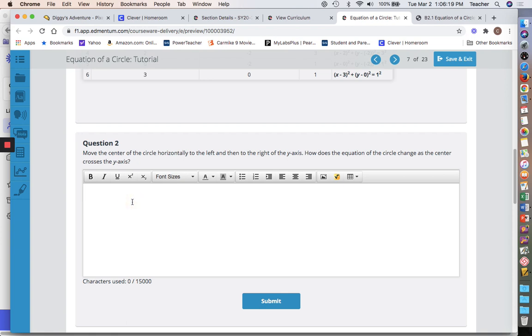Okay, so if h is positive, the circle shifts horizontally right of the y-axis. If h is negative, the circle shifts horizontally left of the y-axis.